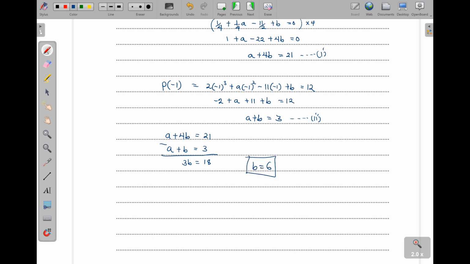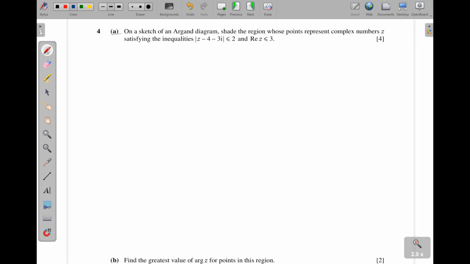And then substituting, let's say in the second one, a is going to be equal to 3 minus b, which is 6, meaning a is going to be equal to negative 3. As simple as that. Number 4, part A, is coming from complex numbers, specifically loci.